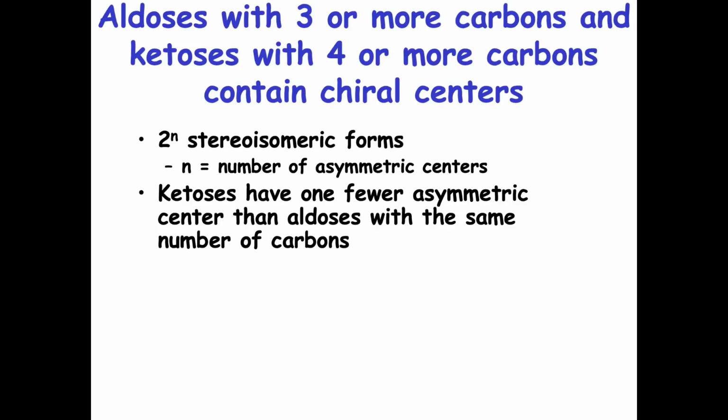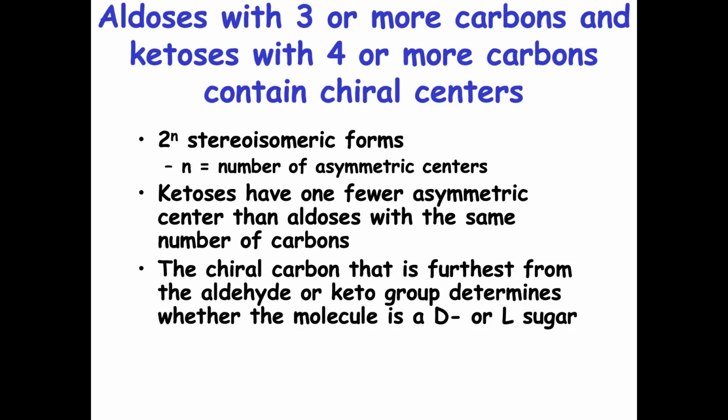Ketoses also have 1 fewer asymmetric center than aldoses with the same number of carbons, and again that's because we lose an asymmetric carbon when the carbonyl group is moved. Now, there's one chiral carbon that's of particular importance, and it is the chiral carbon that's furthest from the aldehyde or keto group. And this is important because it determines whether the molecule is a D or an L sugar.